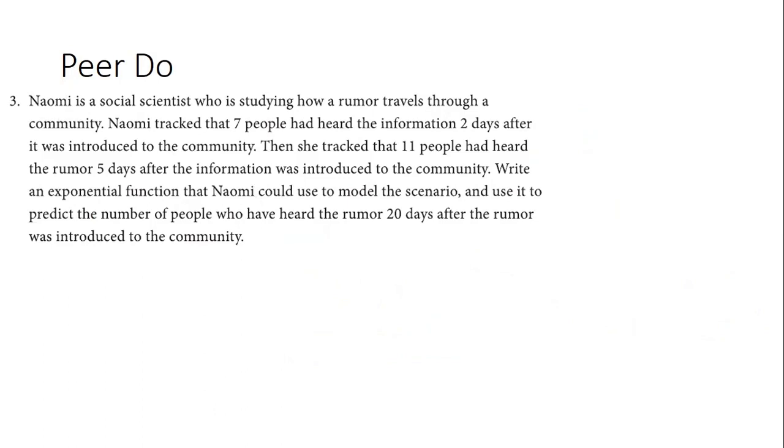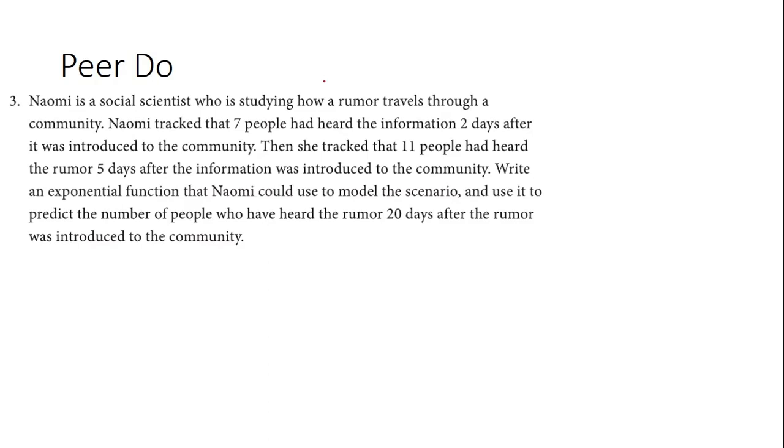Naomi is a social scientist who is studying how a rumor travels through a community. Naomi tracked that 7 people had heard the information 2 days after it was introduced to the community. She tracked that 11 people had heard the rumor 5 days after the information was introduced. Write an exponential function that Naomi could use to model the scenario and use it to predict the number of people who have heard the rumor 20 days after the rumor was introduced to the community.